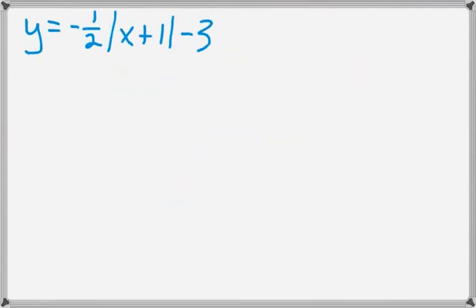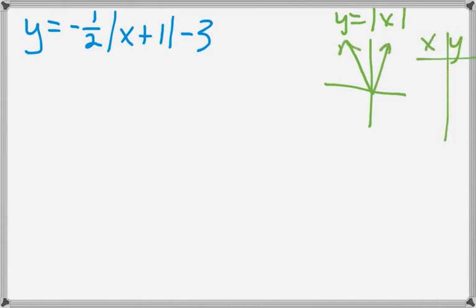All right, let's look at another example. So here we have a transformation of our absolute value function, which has a V shape with a sharp corner at the origin. And we can then substitute some x values in to get some points to work with there.